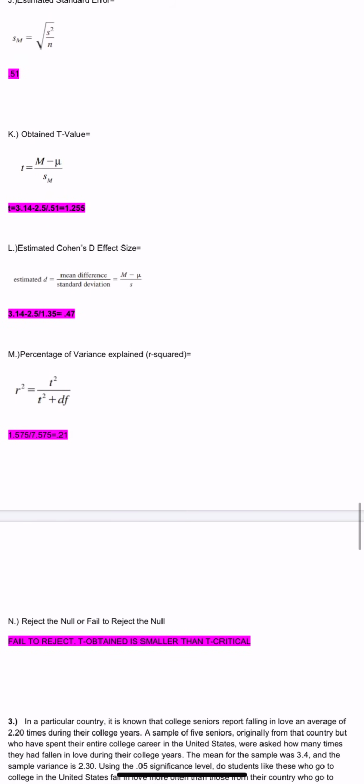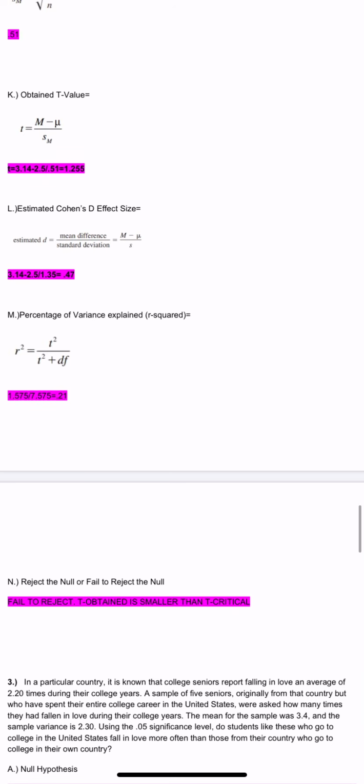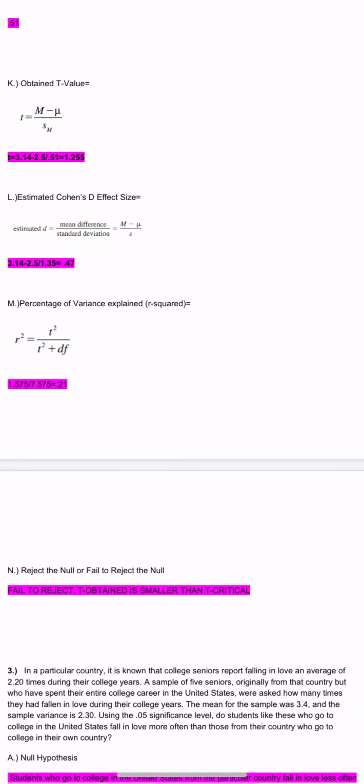And the obtained t-value is M minus mu over s_M. The mean of the sample is 3.14. The mean of the population is 2.5. And the estimated standard error of the sample is 0.51, which equals 1.255. Estimated Cohen's d effect size, that's when we're going to use s. So 3.14 minus 2.5 divided by 1.35 equals 0.47.